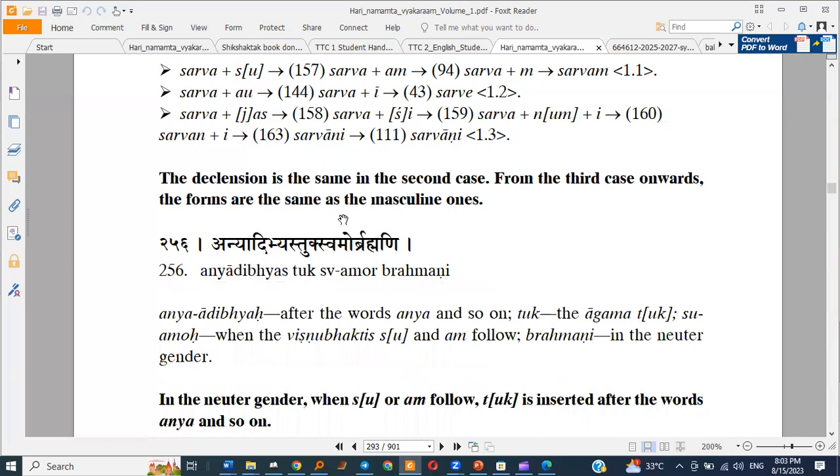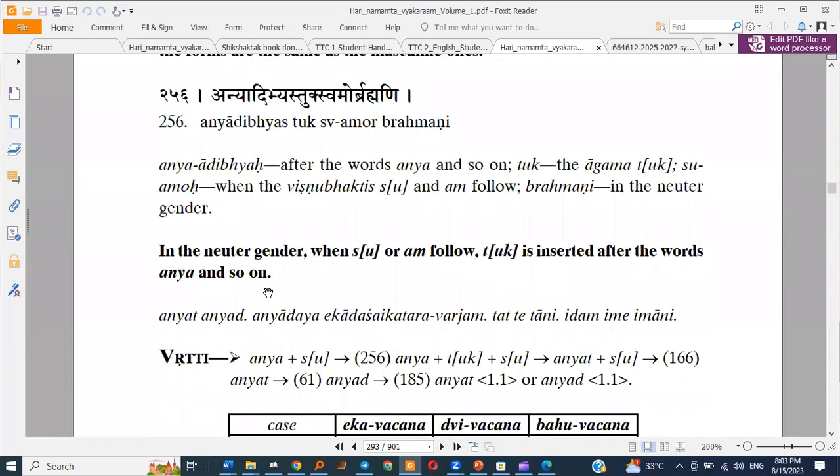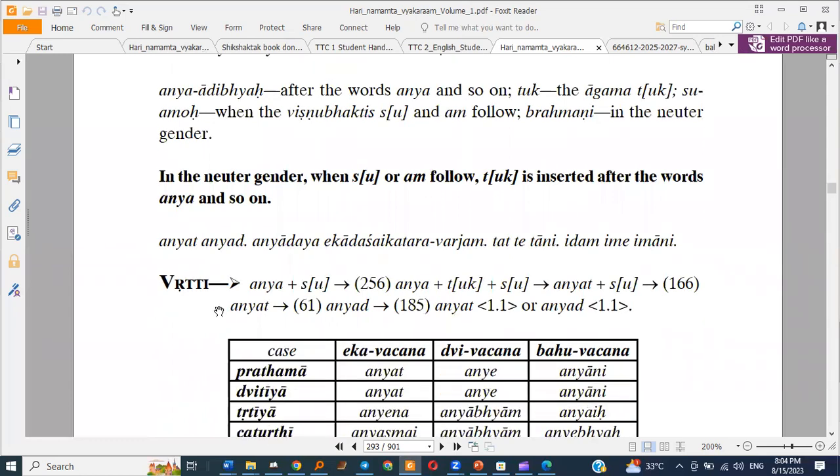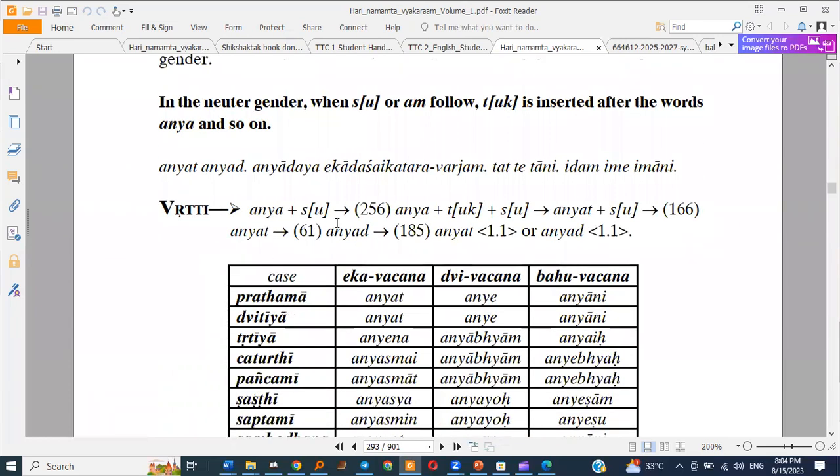Yes, and then the declension for the second case is same in neuter gender, and third case onwards it is the same like the masculine one. Anyadibhyastu samur brahmani. In the neuter gender, when su or am follow, tuk is inserted after the words anya and others. For example, anya plus su. We insert tuk when su is following, so it becomes anyat plus su, and then we delete su. So we get anyat.